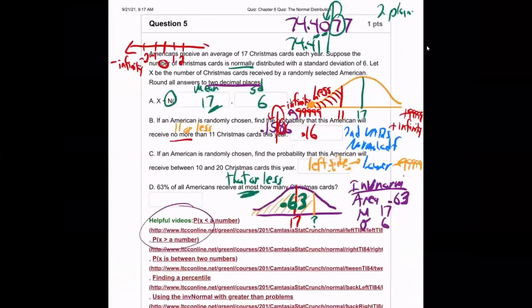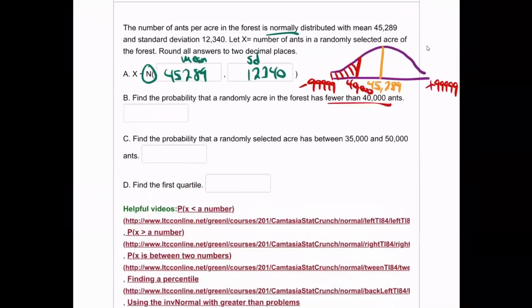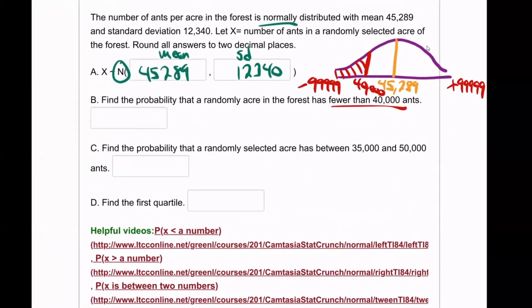Back to the question here. Okay, here it is. See, they said find the probability. That's a percentage. If I said there's a 10% chance of rain, a probability is a percentage. So they're asking for a percentage, which means we're definitely going to do normal CDF. So first you do second, vars, and normal CDF.